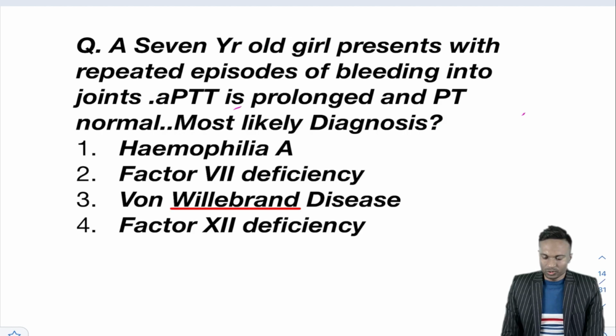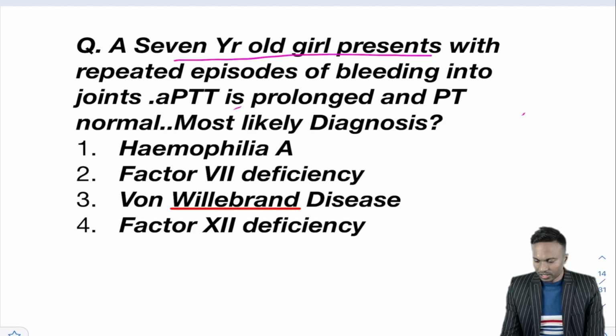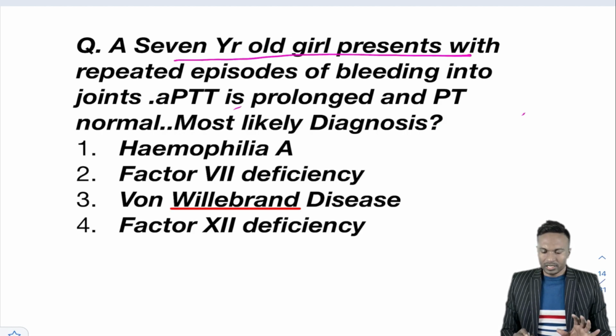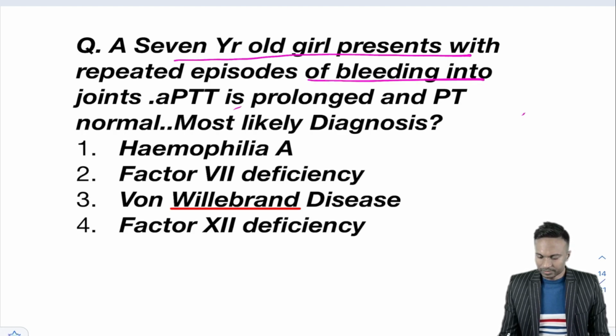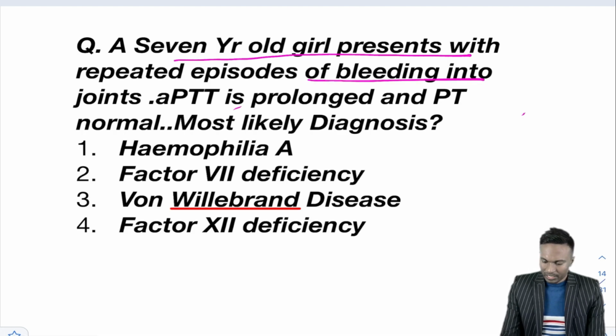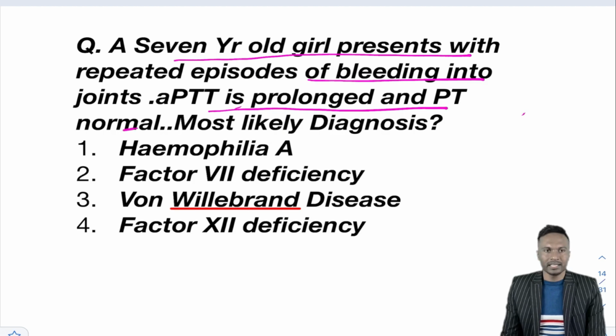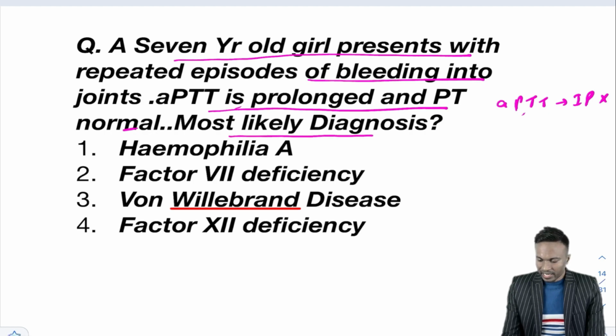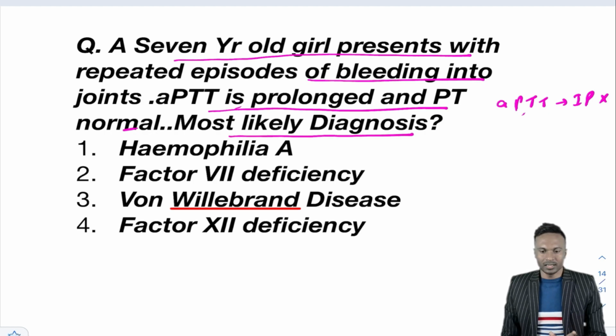We have an MCQ over here. A 7-year-old girl presents with repeated episodes of bleeding into joints. APTT is prolonged but PT is normal. So APTT is prolonged, you can take it as a defect in the intrinsic pathway. What is the most likely diagnosis? So a girl, so it cannot be what? X-linked recessive.